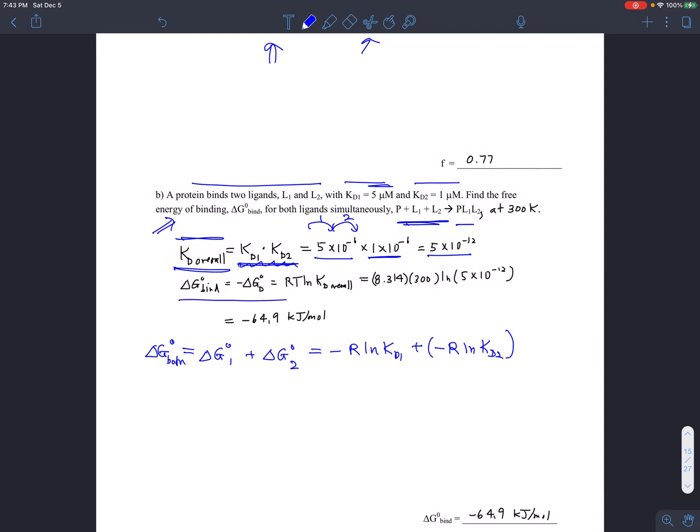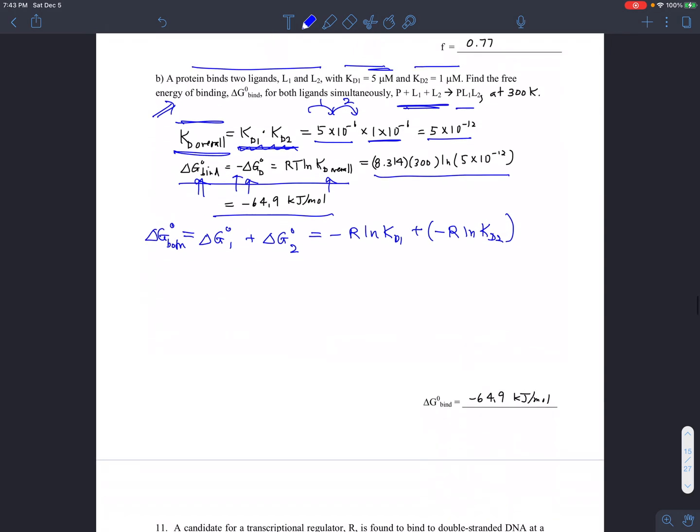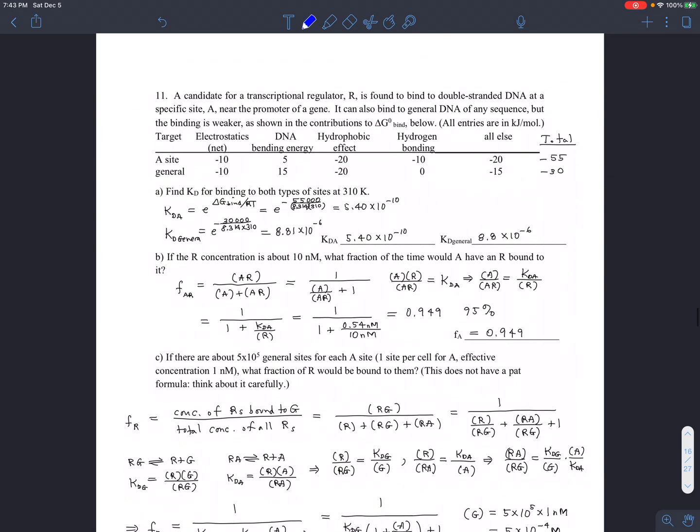And now I use this formula. Delta G of binding is equal to minus the delta G of dissociation, right? If I take the log of KD, I'm calculating a delta G of dissociation. So I put a minus sign in front. And that gives all of that, which is minus about 65 kilojoules per mole. All right, that was number 10.